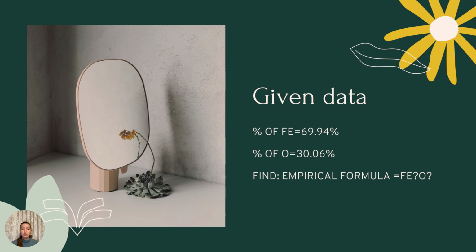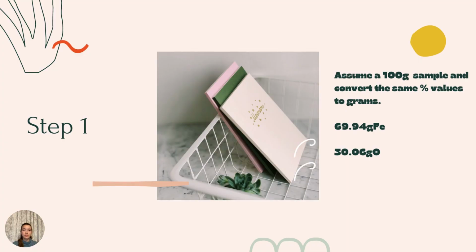Now, how do we determine the empirical formula? First of all, we know that when we have different compounds, we first write the cation and then the anion. So here we're going to write the metal first and then the non-metal. But we do not know the subscripts, which show the ratio between the iron moles and the oxygen moles. So we just write them as question marks.